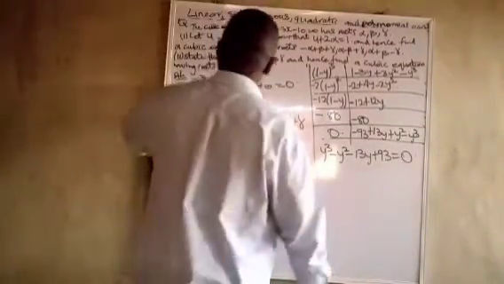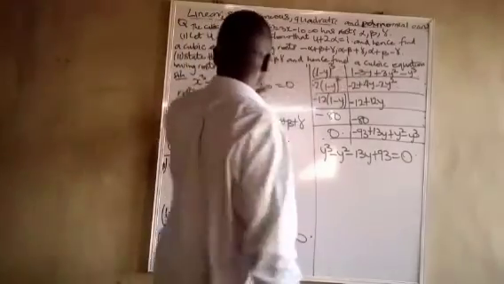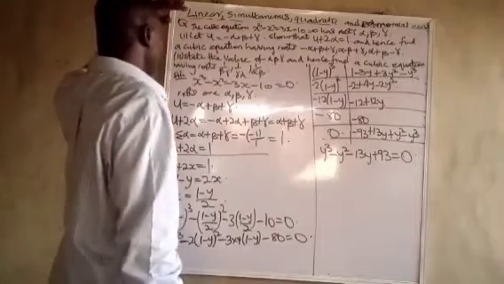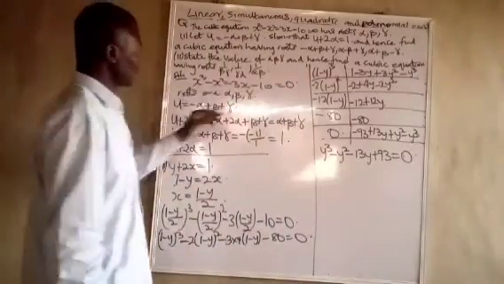Now, it says take the value of alpha, beta, gamma, and then find the cubic equation having roots this. The values of alpha, beta, and gamma, we can get from the first equation.